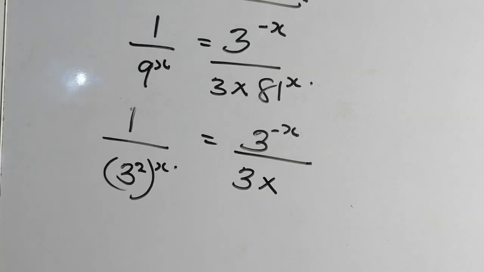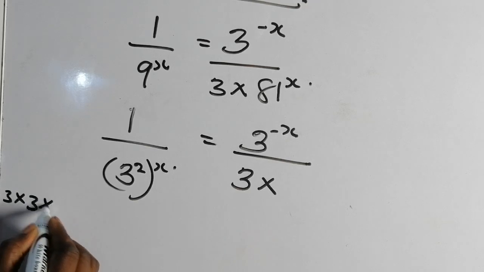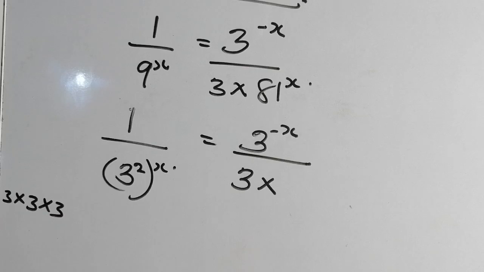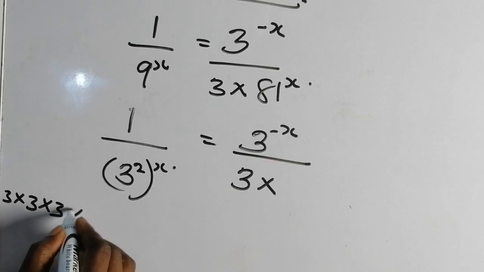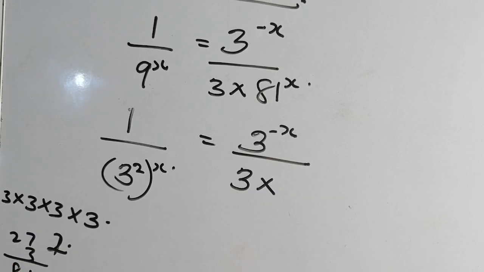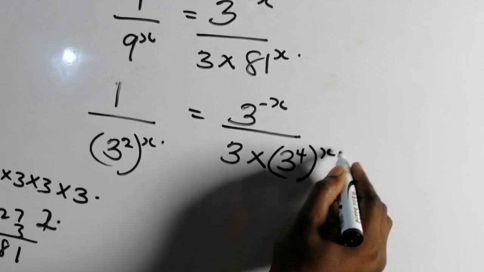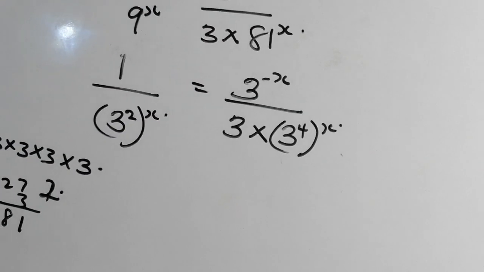Now, the question I need to ask myself: how many 3s can I have to get 81? So it means I can do 3 times 3 times 3. 3 times 3 is 9. 9 times 3 is 27. 27 times 3: 7 times 3 is 21, carry 2. 3 times 2 is 6, plus 2 is 8, that's 81. So 27 times 3 is 81. So we have 1, 2, 3, 4. So it means this is 3 raised to power 4, all raised to power x. It's as simple as that.